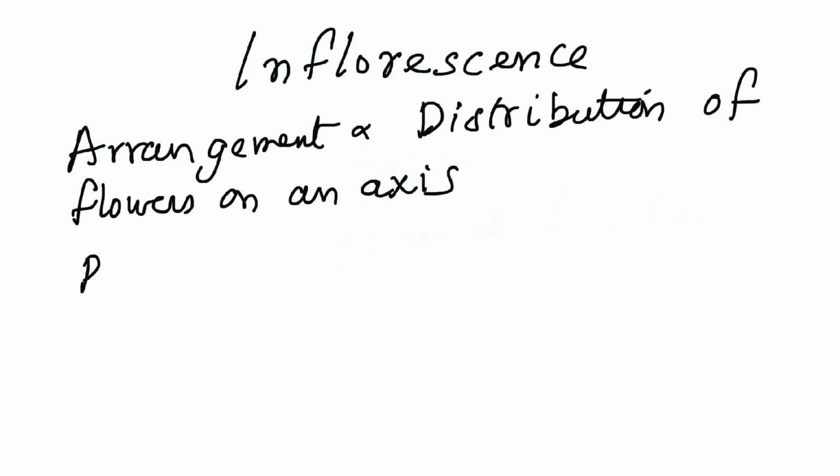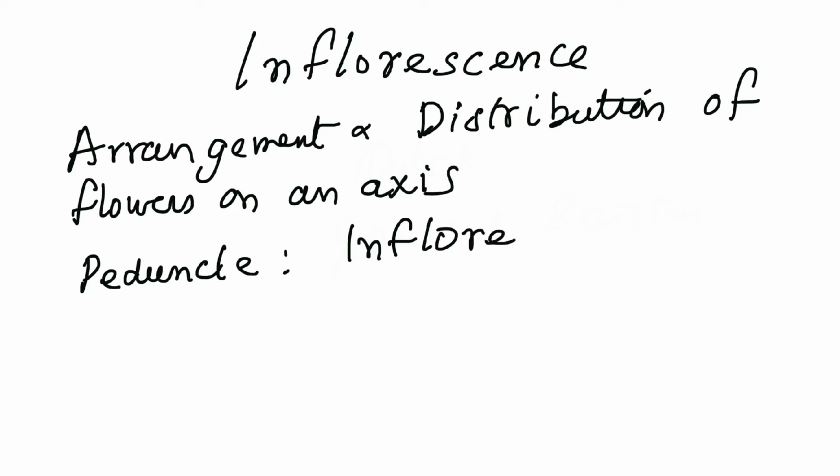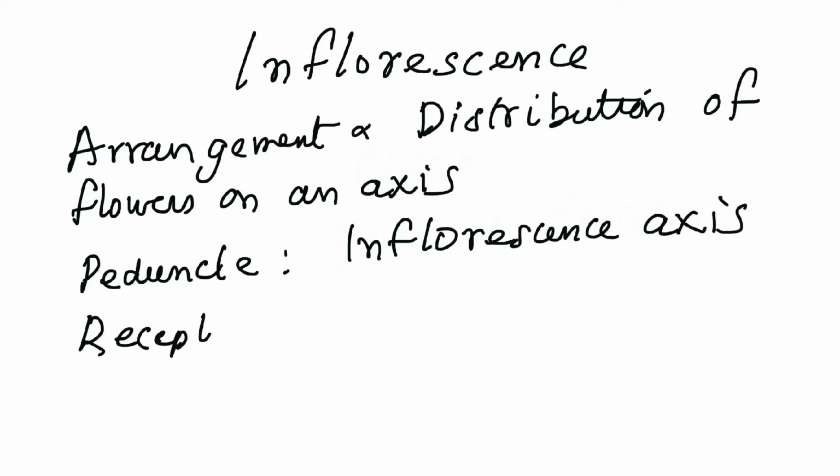So what exactly is inflorescence? Inflorescence denotes the arrangement and distribution of flowers on an axis. So if a plant has a bunch of flowers developing on a common axis, which means that there could be patterns in it, there could be ways of arrangement, that development is basically called inflorescence.